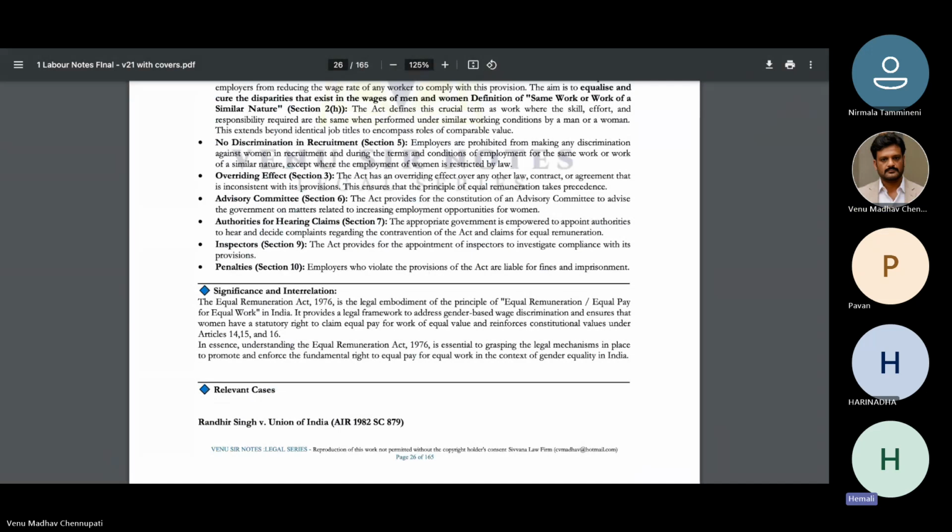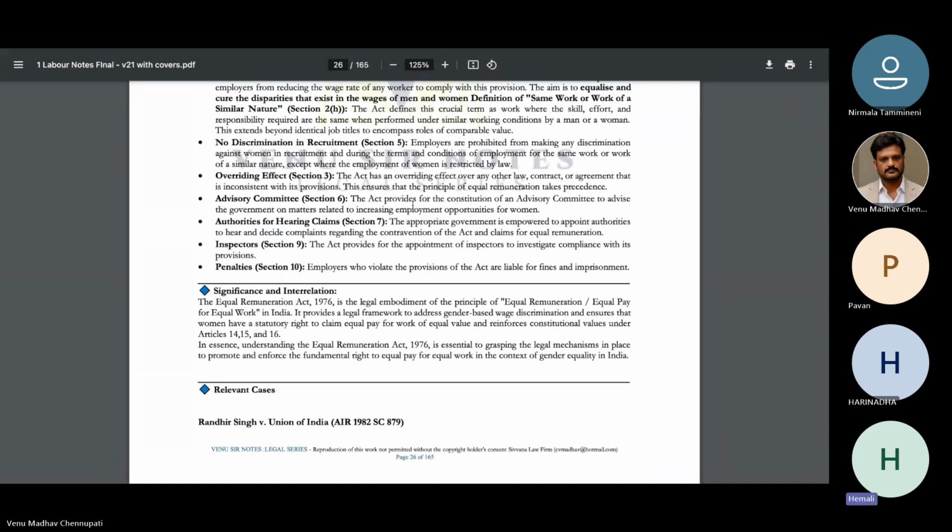Okay, so relevant case is Randhir Singh versus Union of India. This case is based on equal pay for equal work. Court said that arbitrary classification among employees performing similar duties amounts to violation of equality principles. The key point here is equal pay is not just a moral obligation but a constitutional mandate under Articles 14 and 16, enforceable by the courts. Then D.S. Nakara versus Union of India.